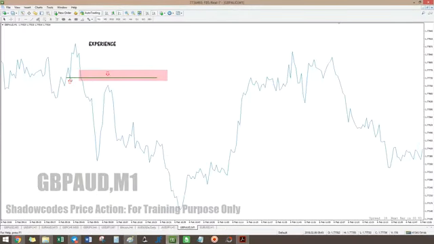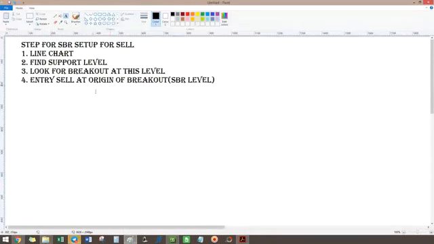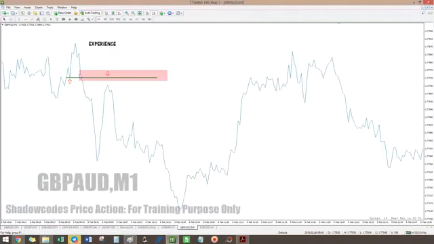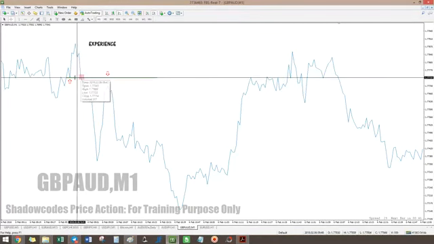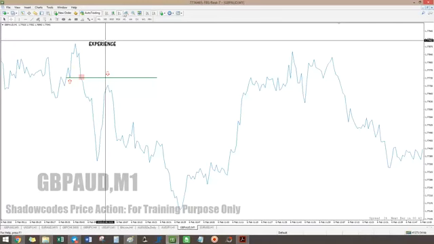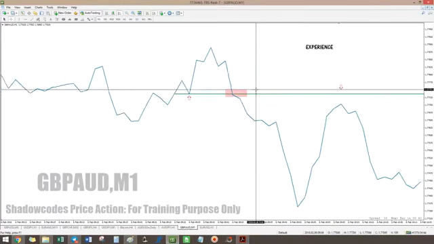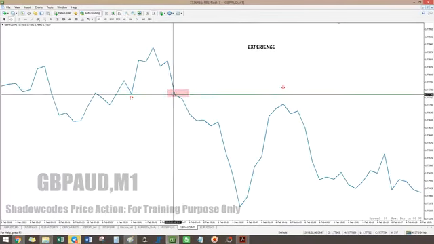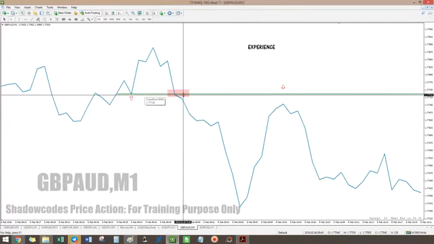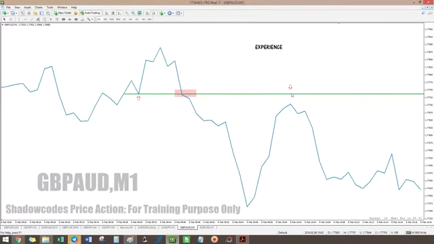Okay, look, find the support. Find line chart, find support level, find the breakout. The breakout is here. Okay, you see the breakout. Where is the place it breaks? Over here. Okay, over here is the place it breaks. At this level is the origin of breakout. So we'll be entering a sell limit here. Sell limit only on the first time. Okay, not the second time.